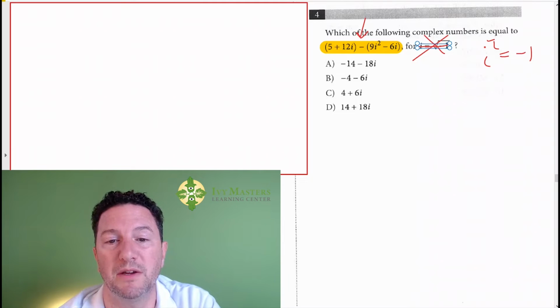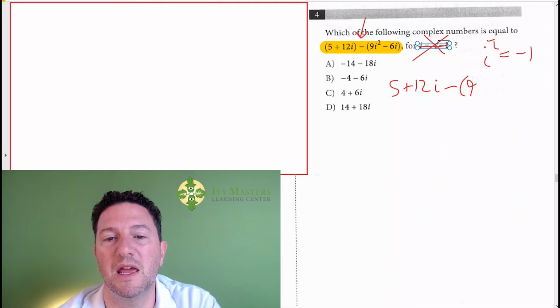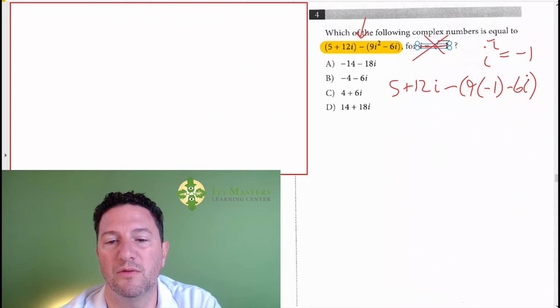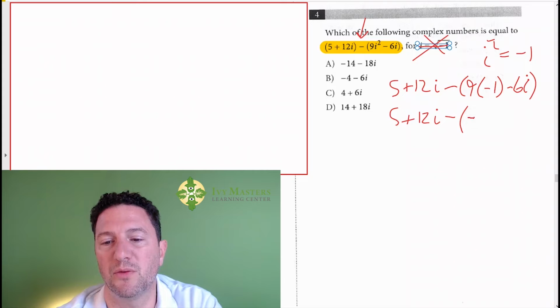So first step here, I could drop the parentheses for the first. They're not really serving any purpose. Minus, I'm going to keep this parentheses, 9, and then in place of i squared, I put negative 1, minus 6i, and then I close that parenthesis. Then I've got 5 plus 12i. I'm going to subtract, keep the parenthesis. Now, 9 times negative 1 is going to be negative 9 minus 6i, and I close the parenthesis.